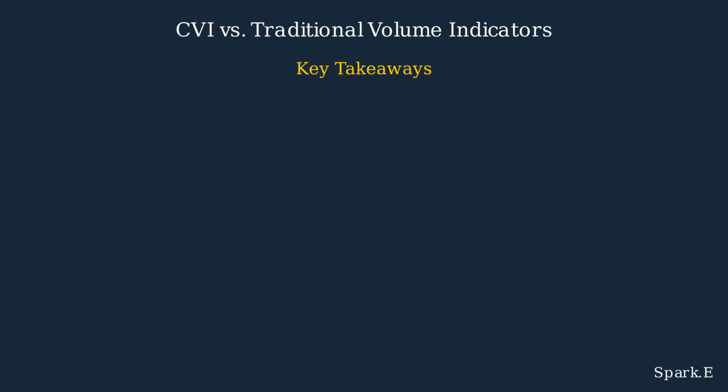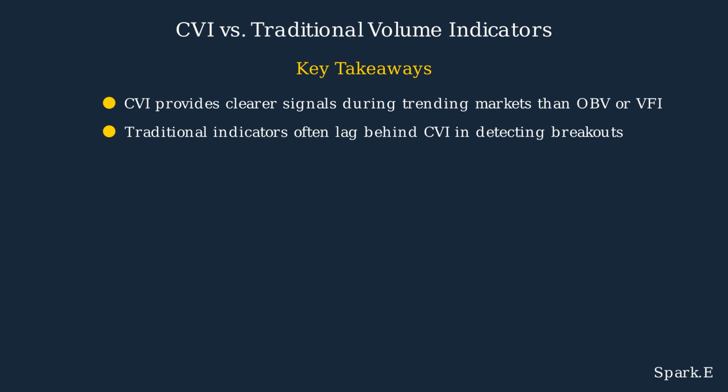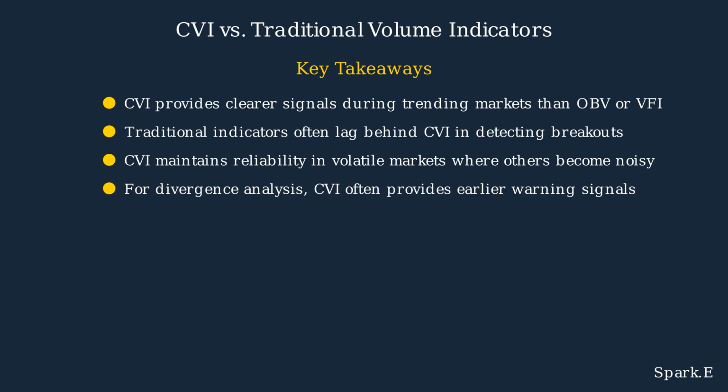Let's summarize the key differences between CVI and traditional volume indicators. CVI provides clearer signals during trending markets than OBV or VFI. Traditional indicators often lag behind CVI in detecting breakouts. CVI maintains reliability in volatile markets where others become noisy. For divergence analysis, CVI often provides earlier warning signals than other volume-based indicators. With these comparisons in mind, let's look at how to identify trend strength using CVI in the next section.